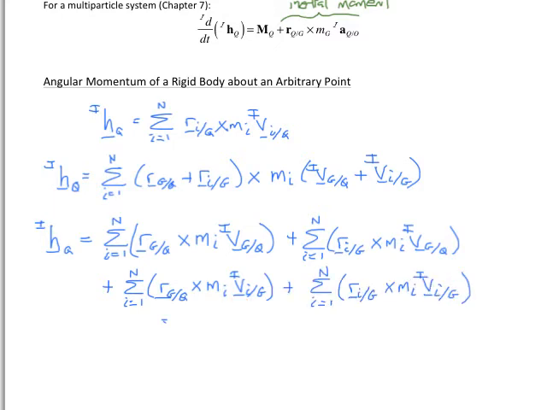And then the final and fourth term is the summation of the position vector of i with respect to g crossed with the mass and the velocity of i with respect to g. So we'll take each of these 4 terms and see how we can simplify this into a much nicer expression.